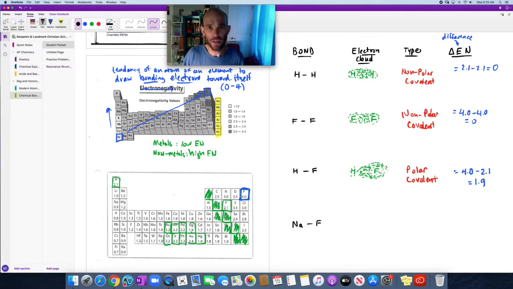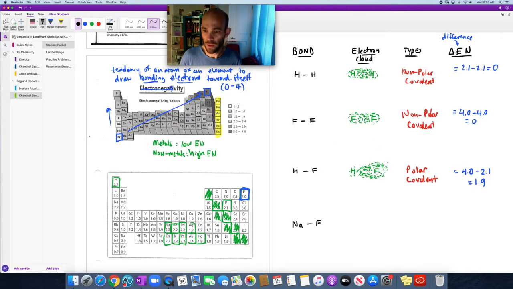Since this is unequal sharing, you start developing a little bit extra negative charge on one end of the molecule and a little extra positive charge on the other end of a molecule. This is not an ionic bond, so you don't have a full negative and a full positive charge, but the fluorine atom is drawing these negatively charged electrons toward itself, and it's almost a F- ion.